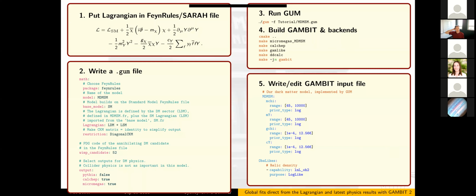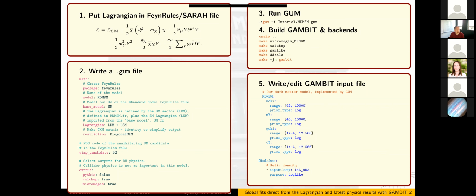So if you actually want to go out and run GUM, this is basically the entirety of the task in front of you. First of all, you need to write down your Lagrangian in a FeynRules or SARAH file. So you basically need to write your own FeynRules or SARAH model file and put in any corresponding constraints or other things like that you want to use.